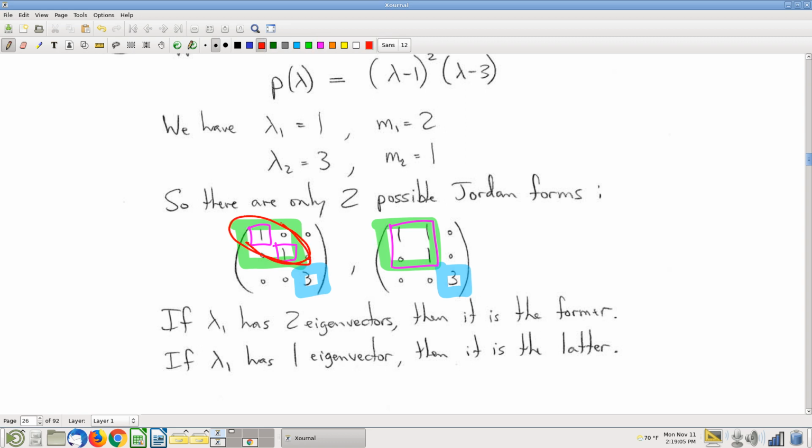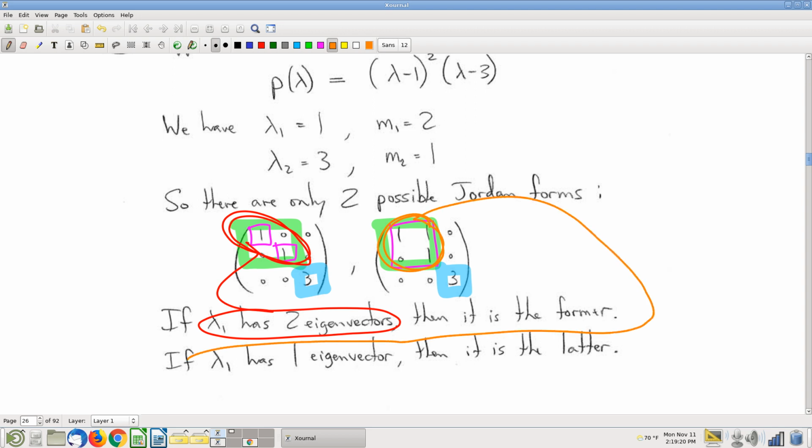This has 2 basic Jordan blocks, which would mean that there were 2 eigenvectors. Let's see here, color choices. This only has 1 basic Jordan block, which would mean there's only 1 eigenvector. And this is really easy to arbitrate. Just find the eigenvectors. If there's 2 of them, this is your Jordan form. If there's only 1 of them, then that's your Jordan form.